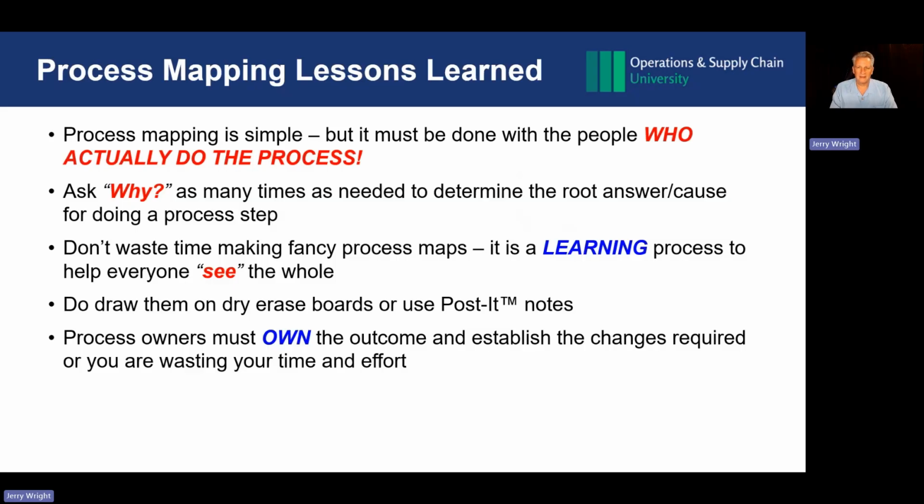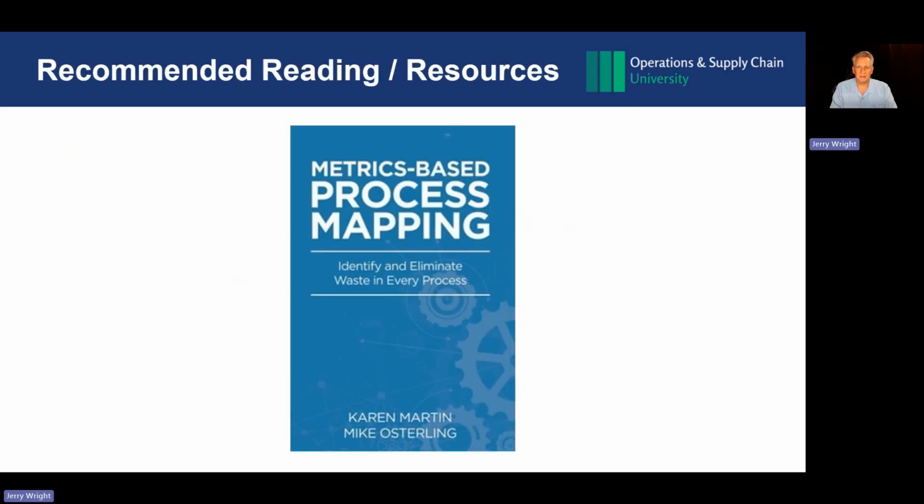That works well. Now, the other thing that's important is process owners have to be involved. So the supervisor for the label printing as an example, or the manager for an area, or the supervisor for an area. They need to be involved because otherwise you're wasting your time. The process owners have to own the outcome and establish the changes required. Otherwise you're wasting your time and effort. It's what I call pushing a rope. Pushing a rope doesn't do very much. You need to pull on the rope to get things done. All right, that's it for process mapping.